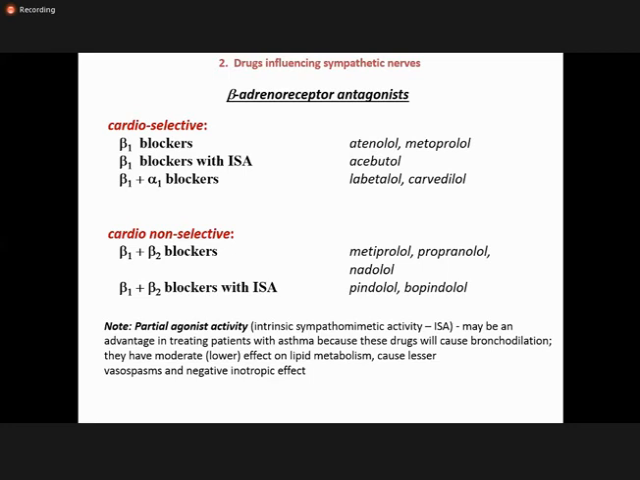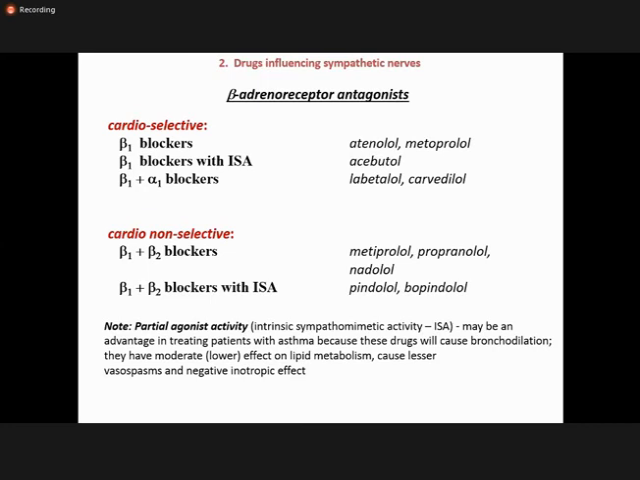Cardio non-selective, a clear point: they not only block beta 1 but also block beta 2, like propranolol, nadolol. Propranolol is one of the key examples. So what is the difference? Why do we require the cardio-selective beta blocker? What is going to happen if we use a non-selective drug that can block not only beta 1 but also beta 2, like propranolol?